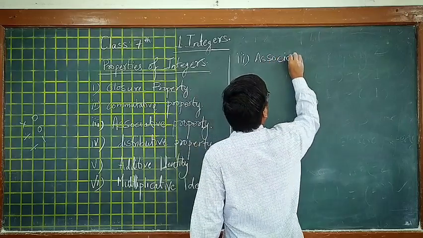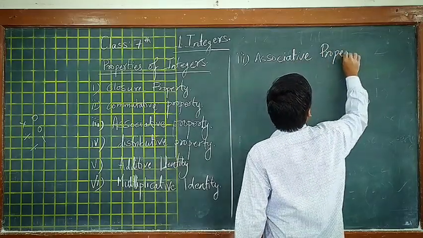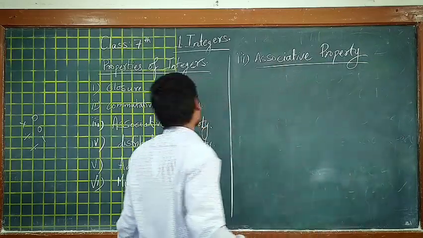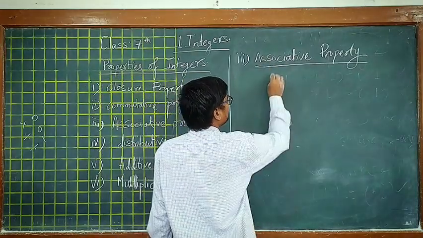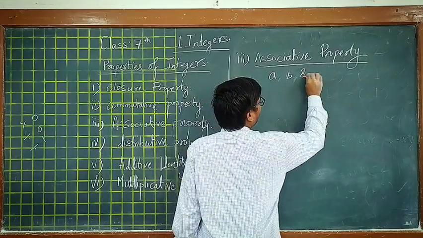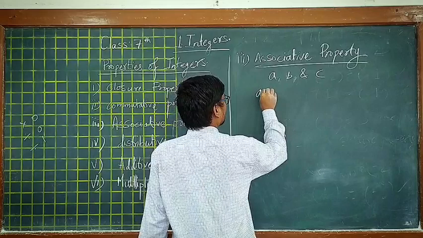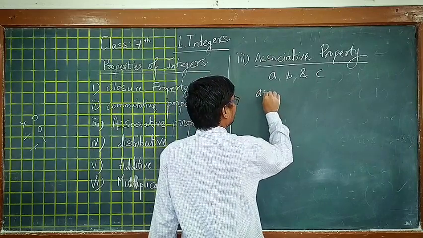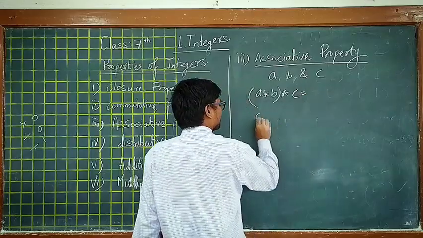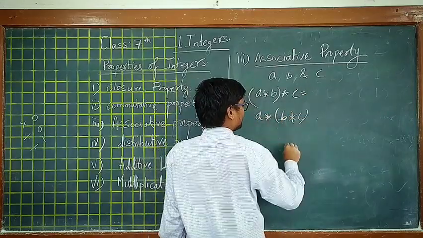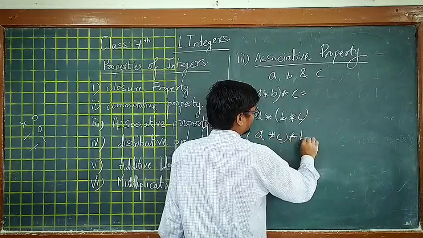Associative property. This property says that for any three integers a, b and c, we have a star b star c, and also a star c star b.